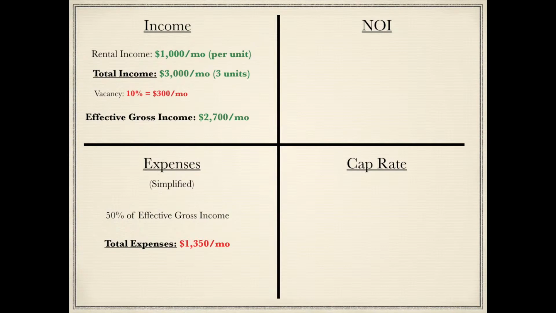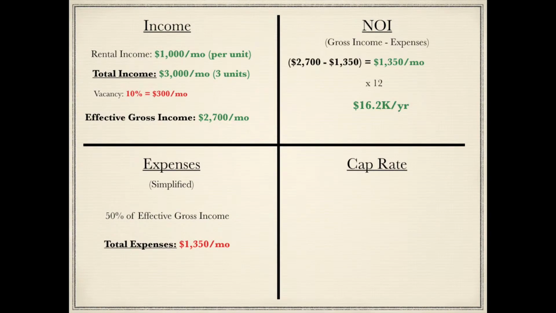Now, to simplify the expenses, I assume the total expenses to be 50% of the effective gross income, which is a reasonable assumption. So the total expenses will be 50% of $2,700 per month, which will equal $1,350 per month. Net operating income equals gross income minus expenses. So in our example, we have gross income of $2,700 per month minus the expenses, which we calculated to be $1,350 per month, which equals $1,350 per month. That's our NOI. Now multiply that by 12 and you get $16,200 per year of net operating income.